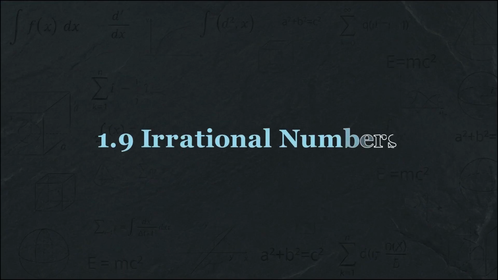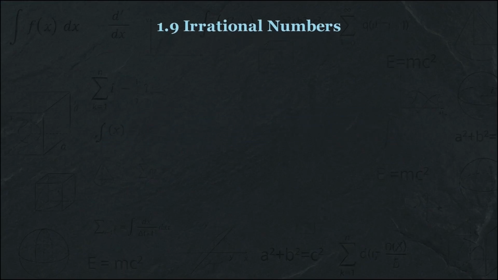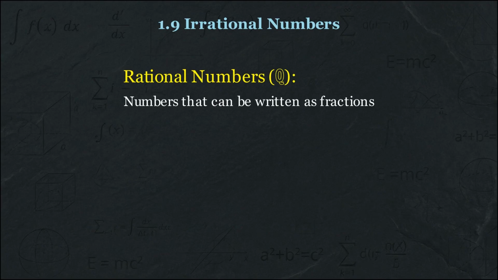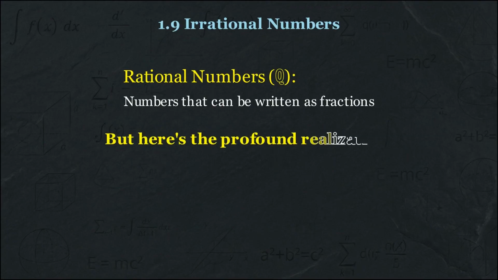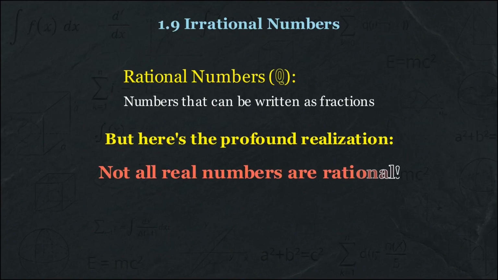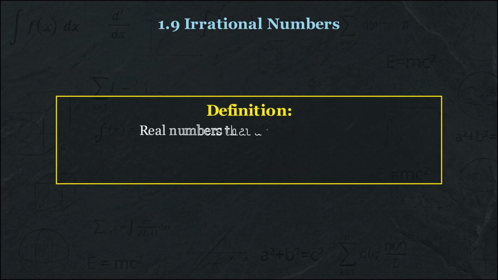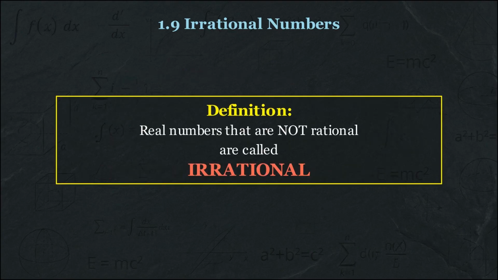Section 1.9, Irrational Numbers. So far, we've talked about rational numbers, numbers that can be written as fractions, like 1/2, 3/4, or -5/7. But here's the profound realization. Not all real numbers are rational. Real numbers that are not rational are called irrational.